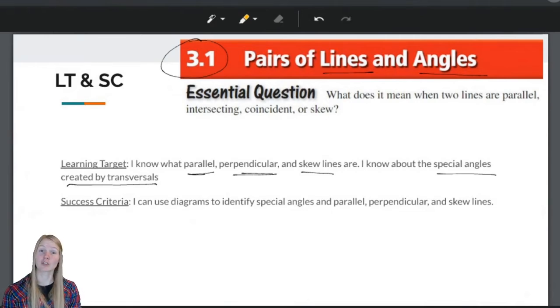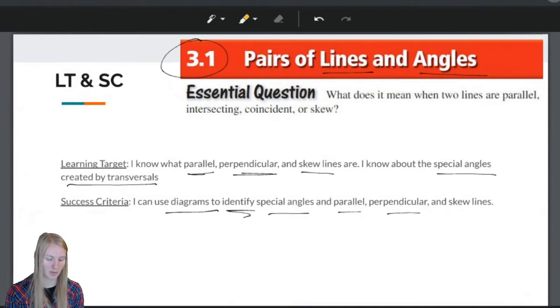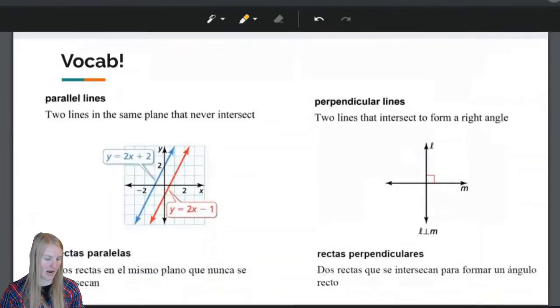All right, and our success criteria: what should you be able to do at the end of this lesson? Well, you should be able to use diagrams to identify special angles and parallel, perpendicular, and skew lines. So you should be able to identify, that's the key word, each of the things that we mentioned in our learning target. So without further ado, let's jump into some vocab.